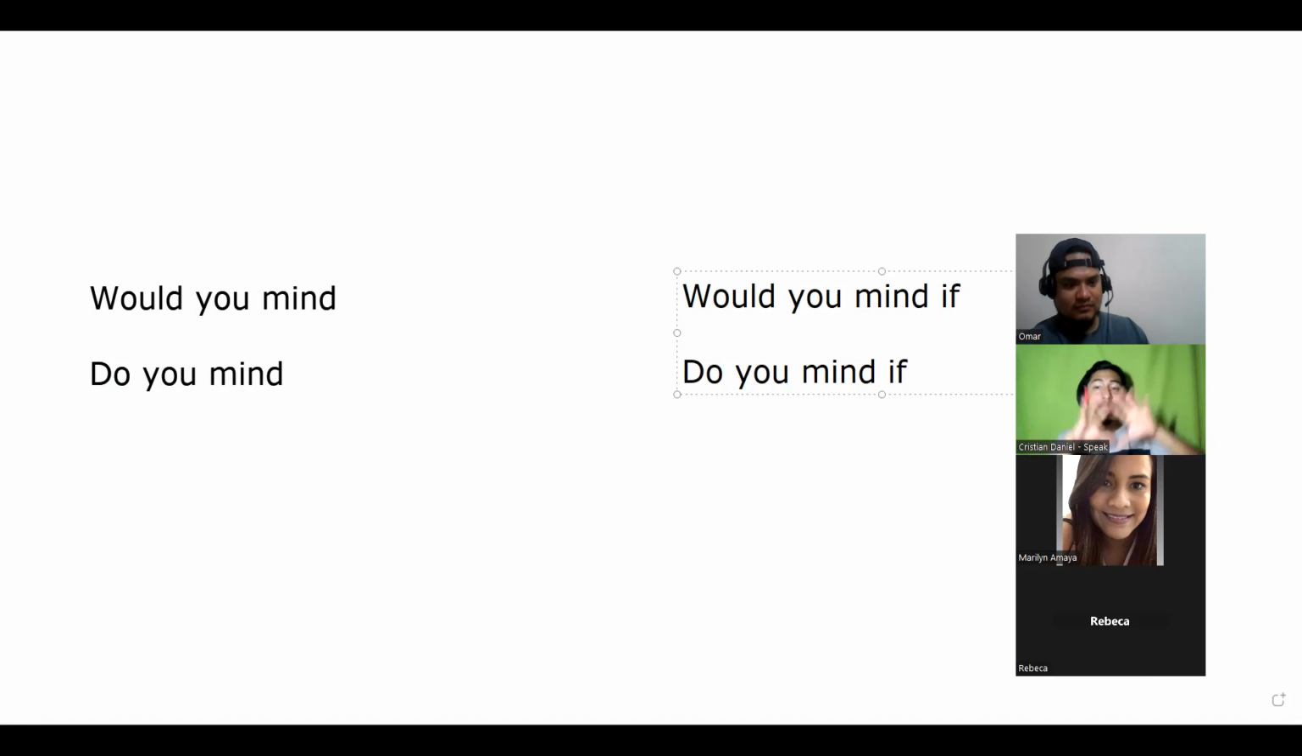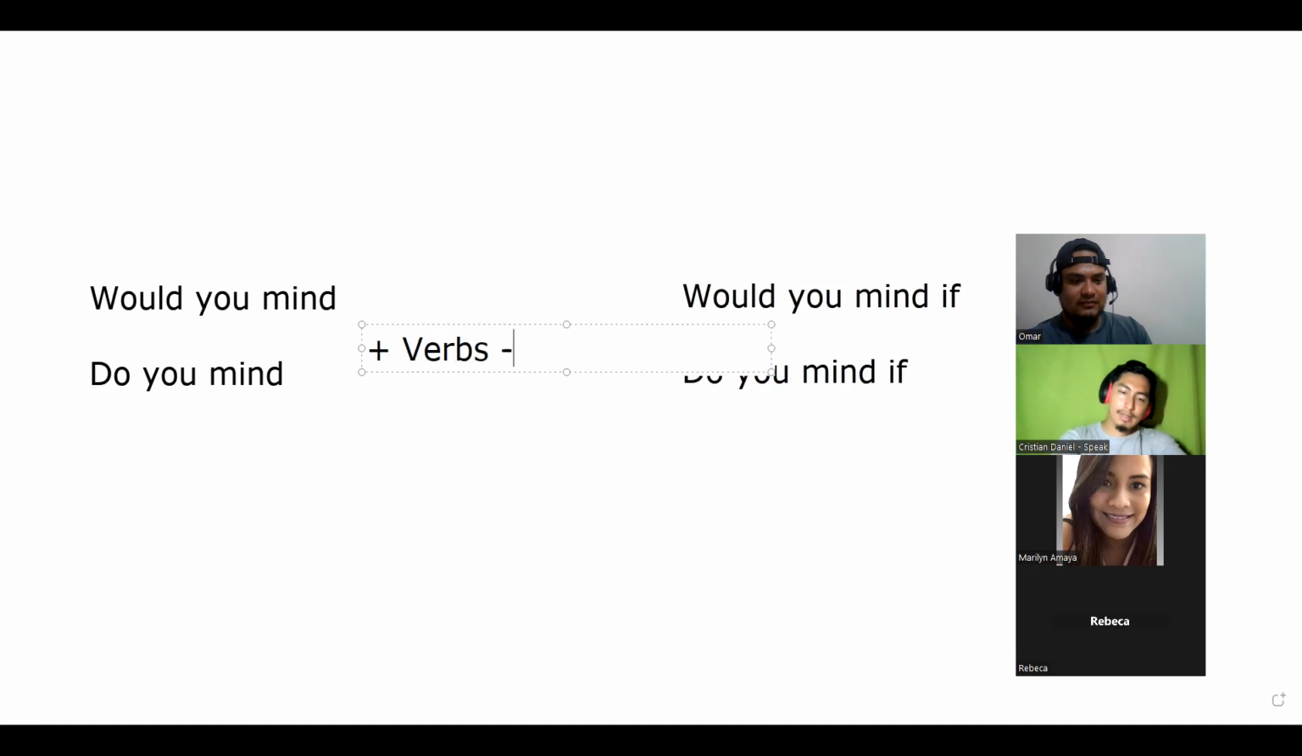First of all, guys, to clear up your doubts, maybe we are confused with some of these examples. That's why, everybody, we will stop a little moment on checking the structures. Remember that when we use would you mind and do you mind, after that, we use verbs in ing form.